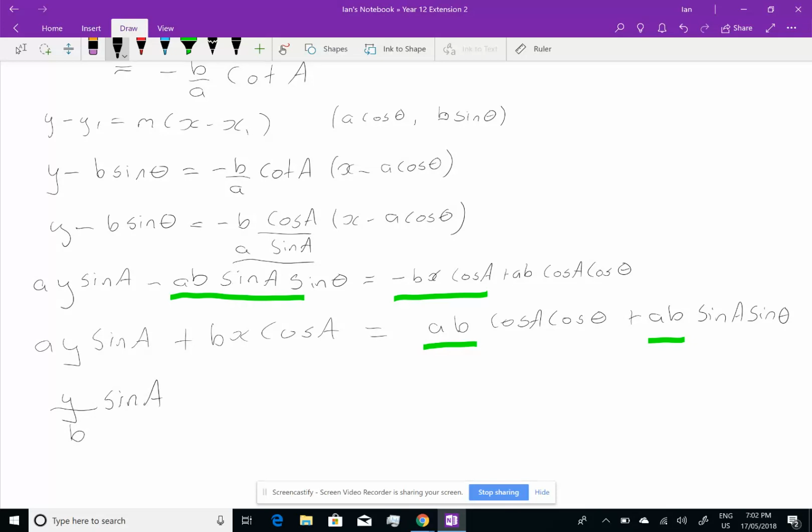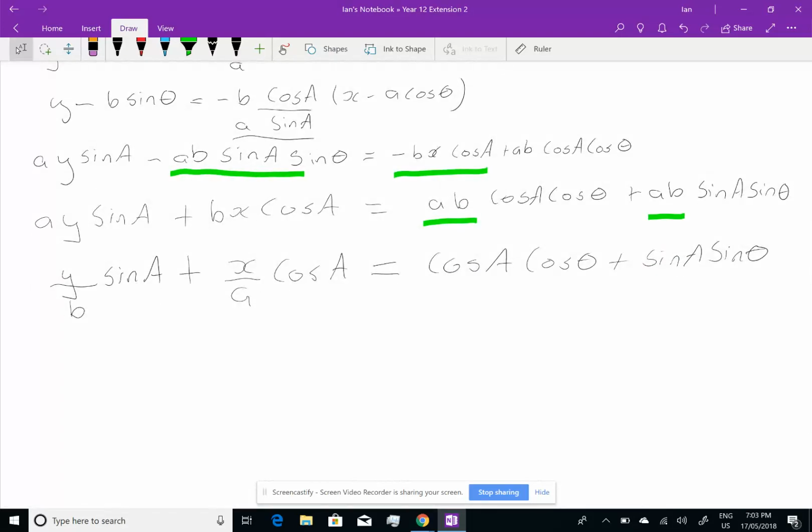Just make sure you understand that. I've divided by ab, and the a's have cancelled. I'm doing a bit of a quick step. If I divide here, I'm going to get x on a cos A. Okay. And here, I've still got cos A cos theta. Well, this looks like something I'm used to, plus sine A sine theta.